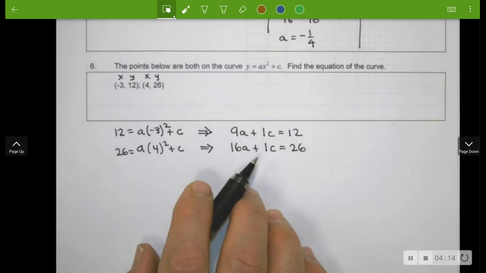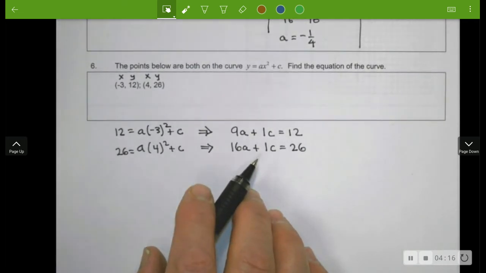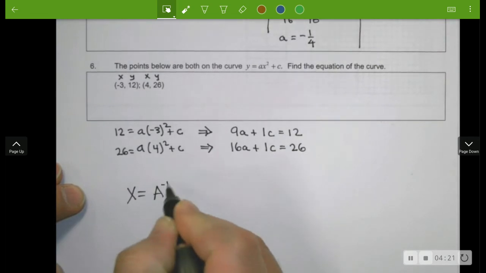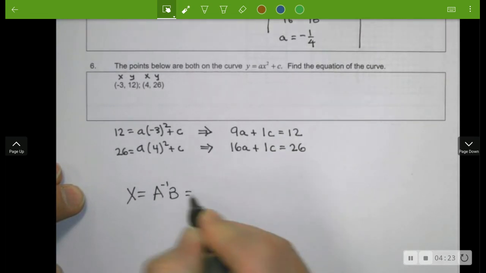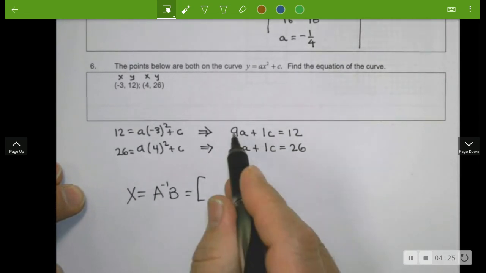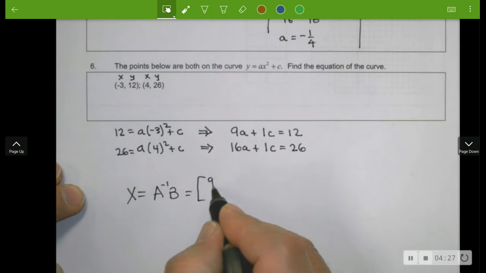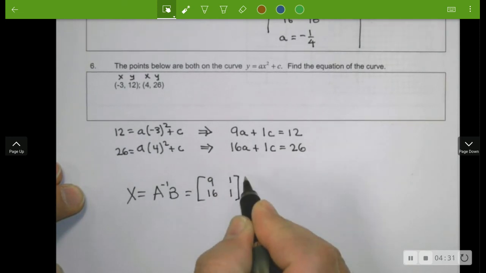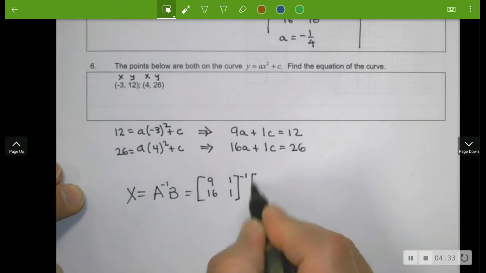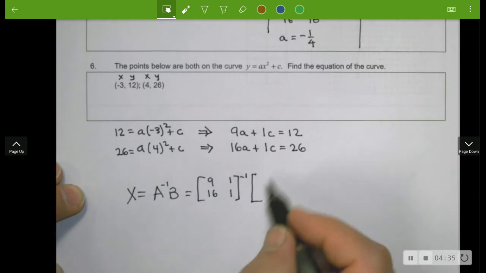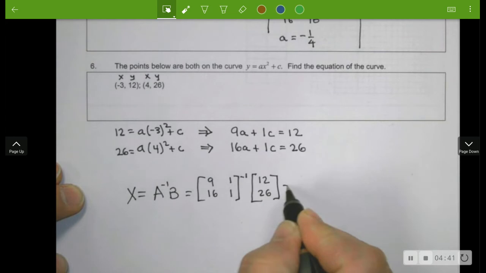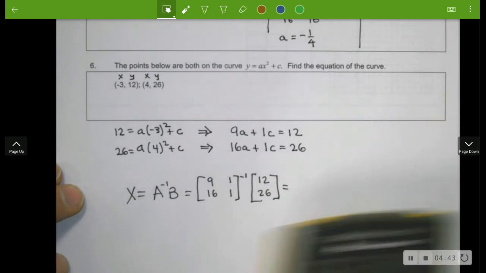So now I'm going to solve this. It's a system of equations, and I'm going to solve it using matrices. X equals A inverse B, and we're going to be using the matrix 9, 1, 16, 1 as the A matrix. Put your inverse on it. I'll show you how to do this in a minute. And then you put next to it the B matrix of 12, 26. And we'll find out what this is. You can watch me do it here.